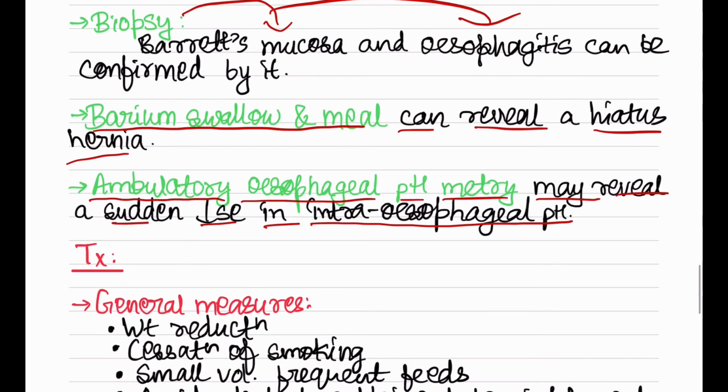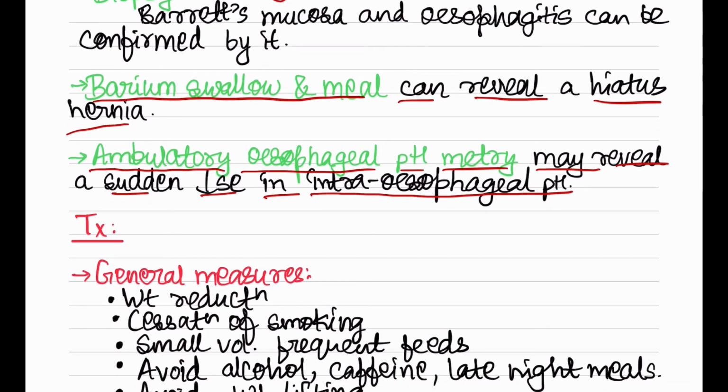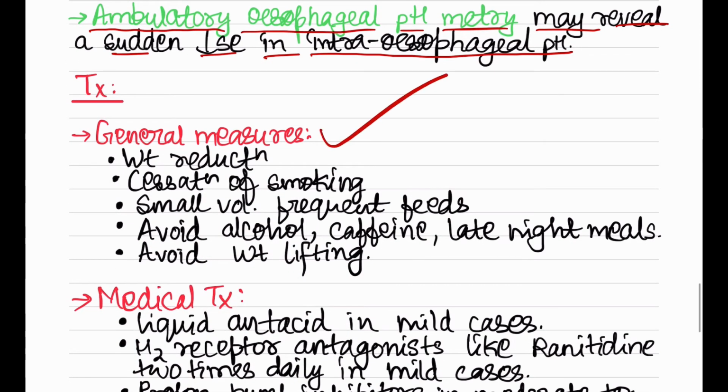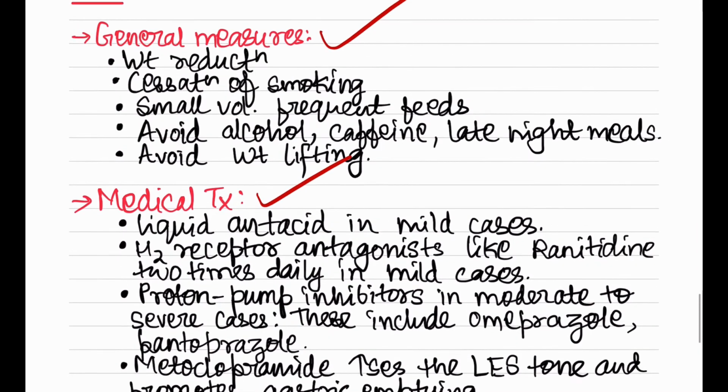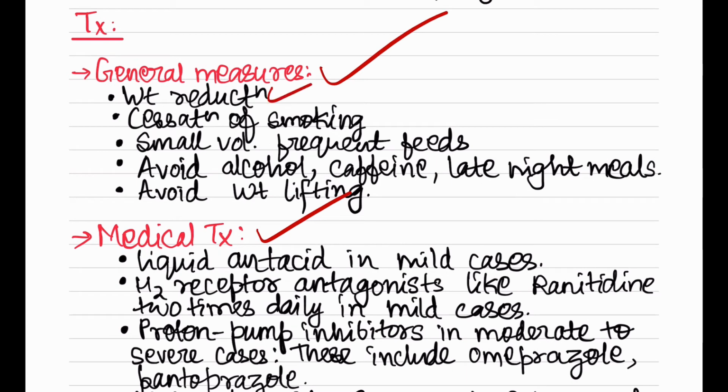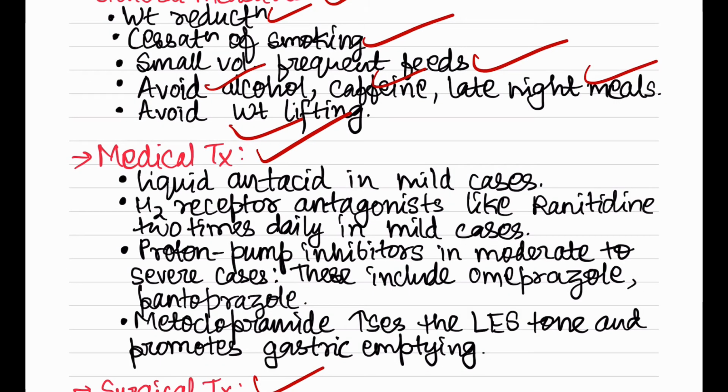Now coming to the treatment of gastroesophageal reflux disease, so basically we have general measures, then we have medical treatment, and finally we have surgical treatment. General measures basically include weight reduction, cessation of smoking, because smoking leads to decrease in the tone of lower esophageal sphincter. Then we can also give small volume but frequent feeds. Then we can avoid alcohol, caffeine, and late night meals. Avoid weightlifting.